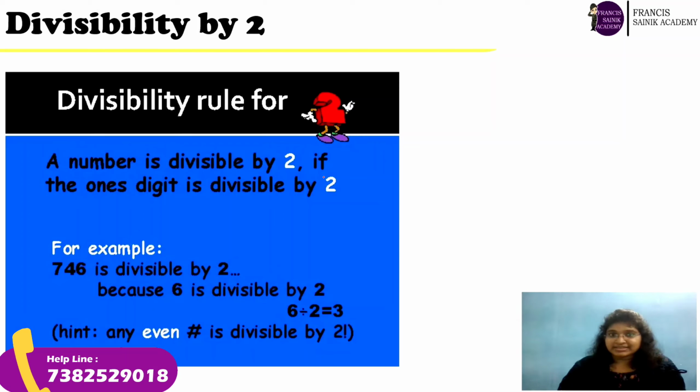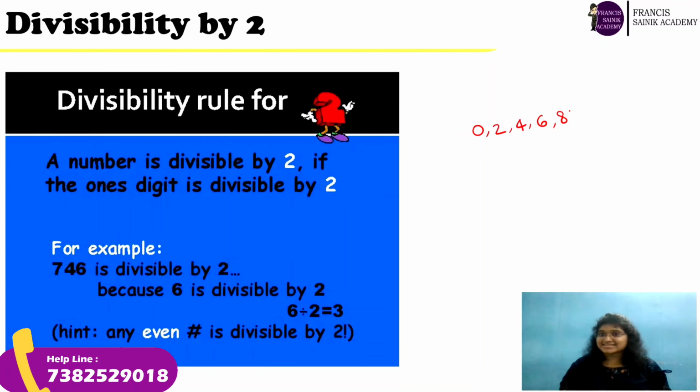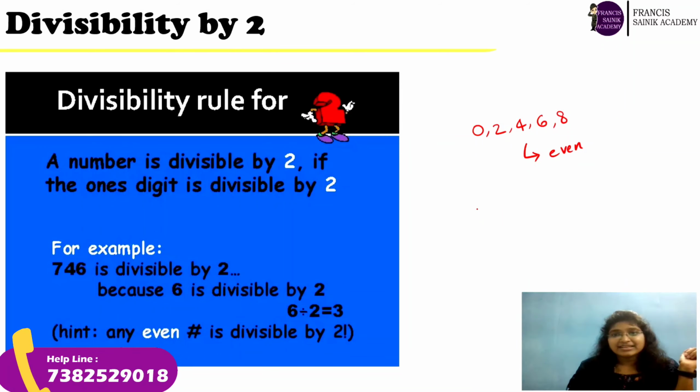When a number is given to you, if the last digit is 0, 2, 4, 6, 8, it means the last digit is an even number, then the entire number is divisible by 2. Let us have an example. 128. What is the last digit here? It is 8. 8 is an even number.